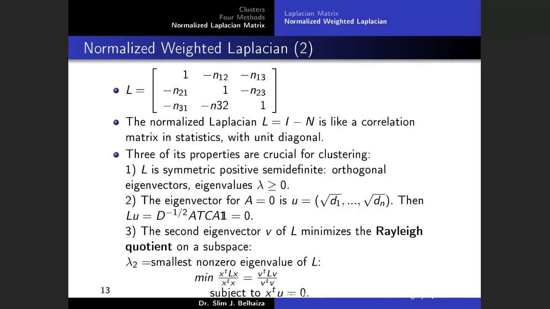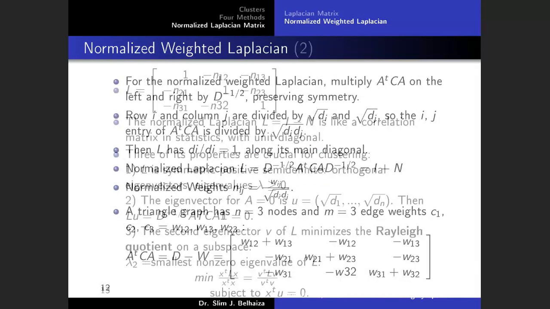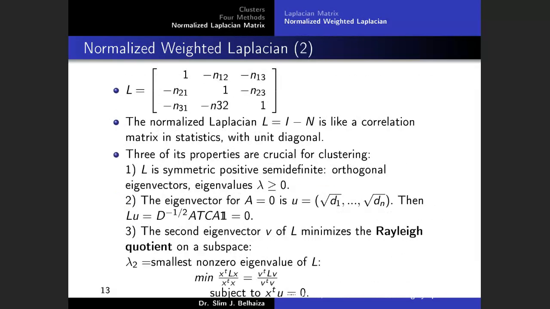So this is D minus W, or the weighted Laplacian. And if you want to compute the normalized Laplacian, you get something like this. After you use that formula presented here, D to the power minus half times A^T C A times D to the power minus half, you get the following normalized Laplacian. The advantage is that this normalized Laplacian takes into account the weights, and it gives you normalization on the size of the entries you have. So the normalized Laplacian is equal to I minus N.